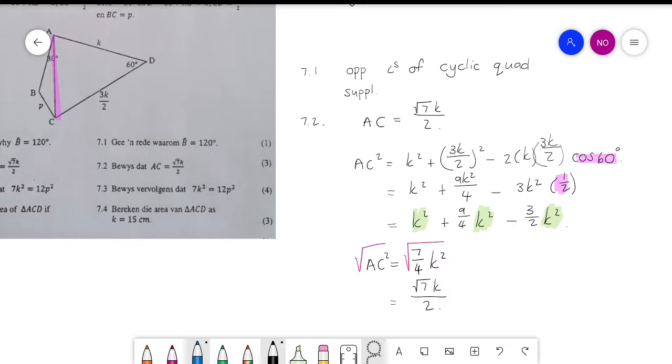Because 7 isn't a complete square, so ons kan nie net syne uitwerk nie. Wat is die vierkantswortel van k kwadraat? K. What is the square root of 4? 2. So that's just simplified from there to there.